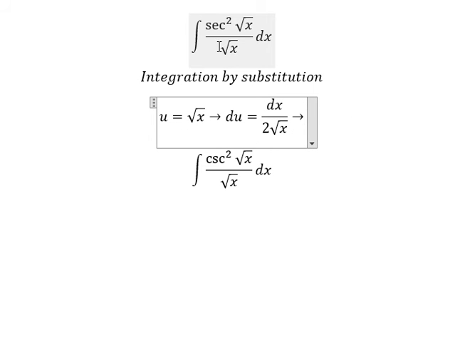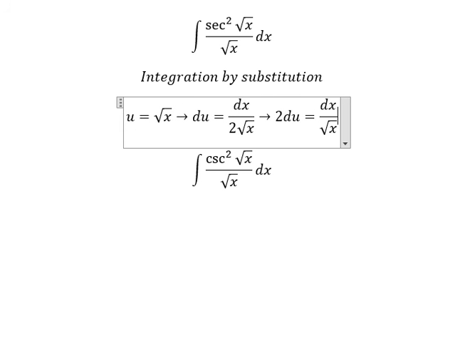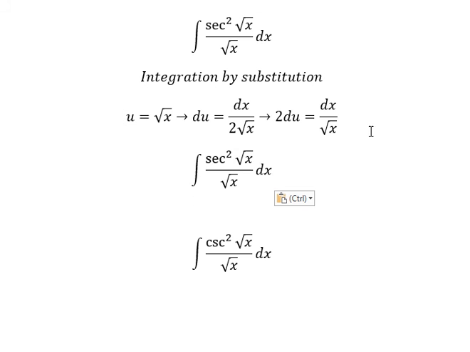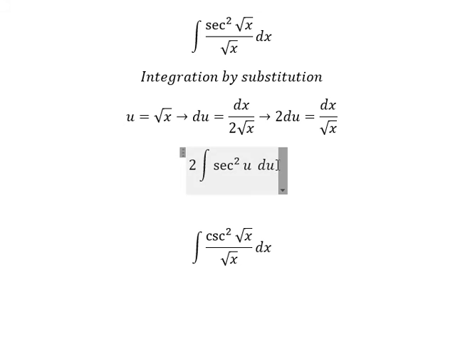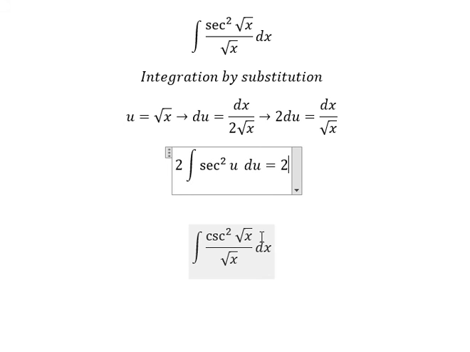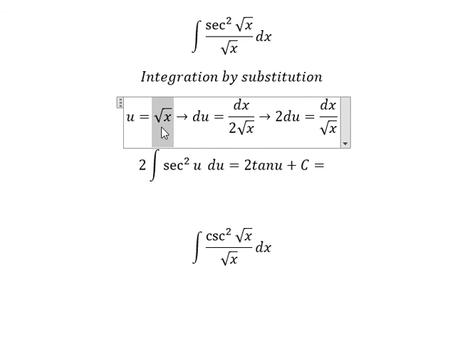Because we don't have the number 2 in here, I need to move the 2 to the left. So this one we change to du. The ds over the square root of s we change to 2 du. The integration of this one, we will have tan u plus c. Where u is the square root of s.